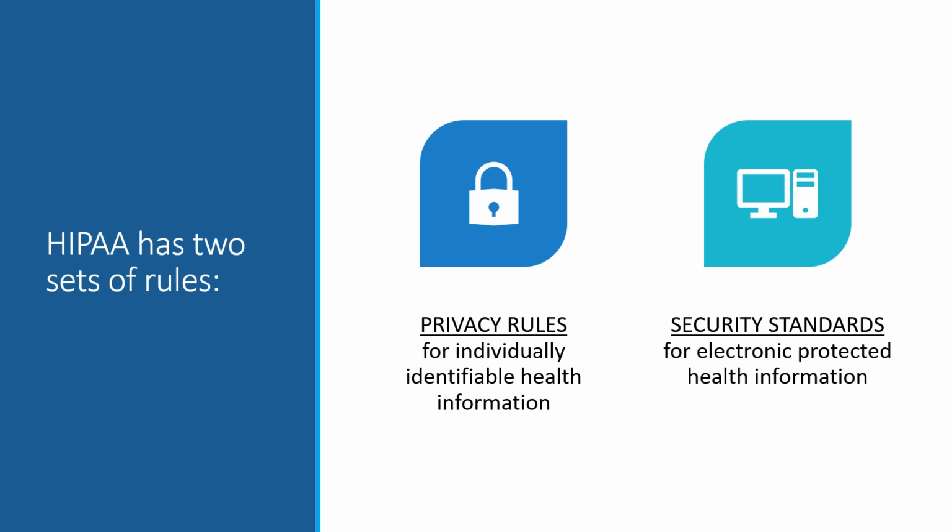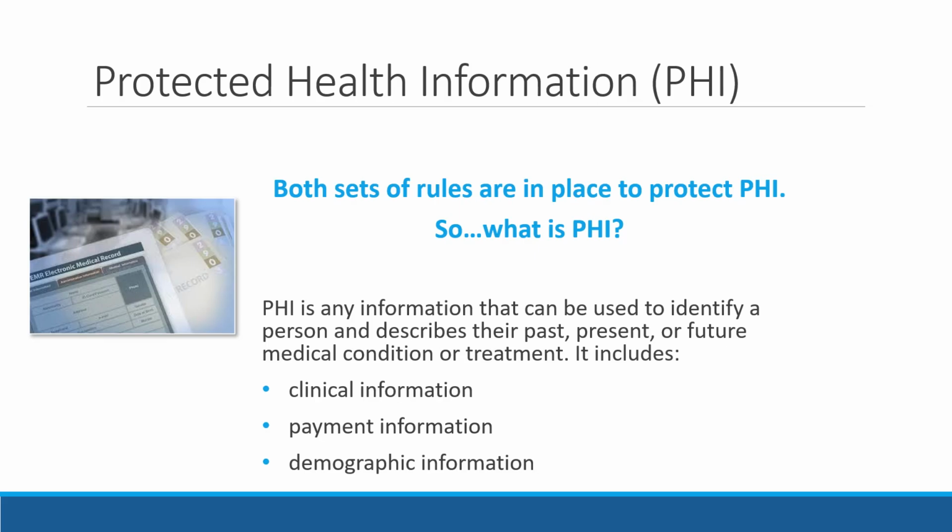HIPAA has two sets of rules. Both deal with PHI, Protected Health Information. Let's talk about what PHI is. It is any information that would identify a patient. PHI can be electronic, written, or verbal. Even if you make a note on a Post-it note about a patient, that has become a piece of PHI. Once you're finished with that paper, it must be shredded instead of put in a garbage can because it's PHI. You can see other information showing on the screen that makes up PHI.